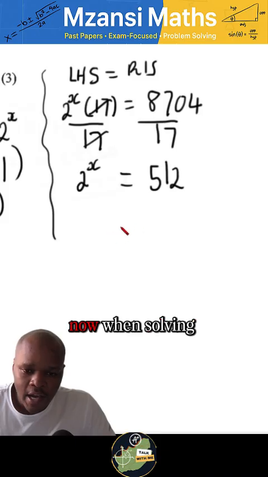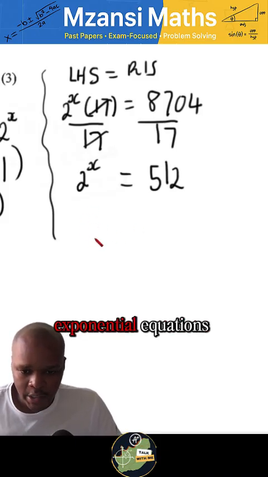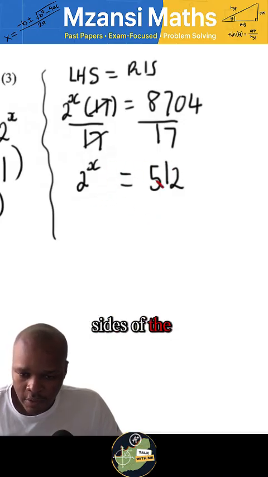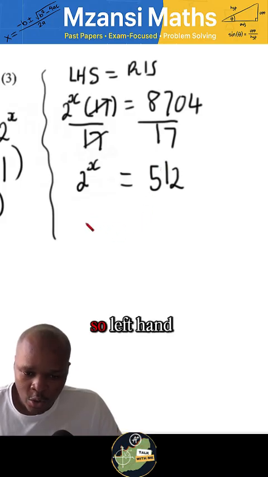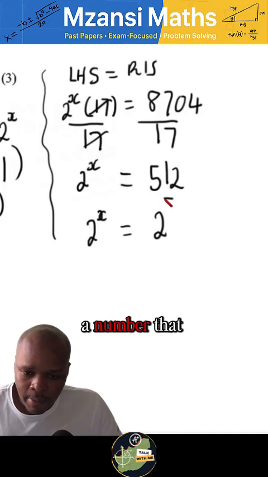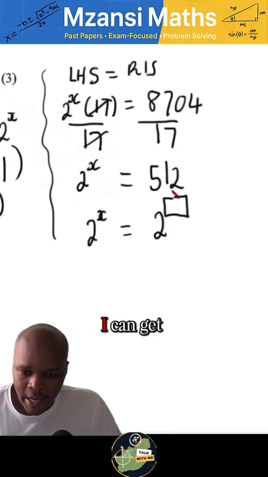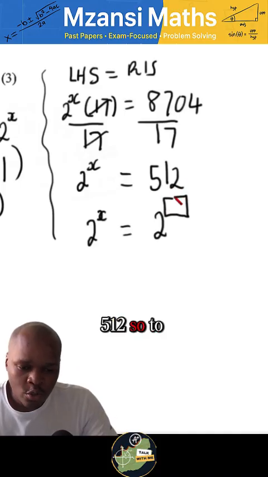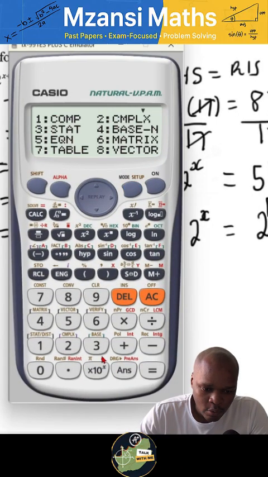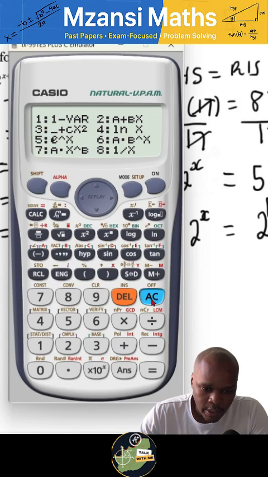we get 512. Now, when solving exponential equations, we need to have the same base on both sides of the equation so that we can equate the exponents. On the left-hand side, I have 2 as my base and x as my exponent. So I will need to find a number that, when I raise 2 to the power of that number, I can get 512. To avoid guessing, a trick that I use is the table mode in my calculator.